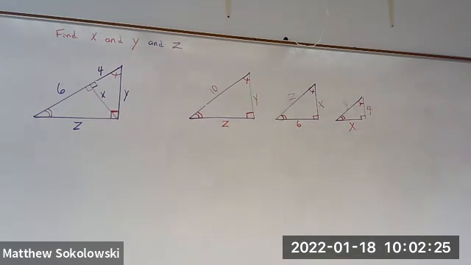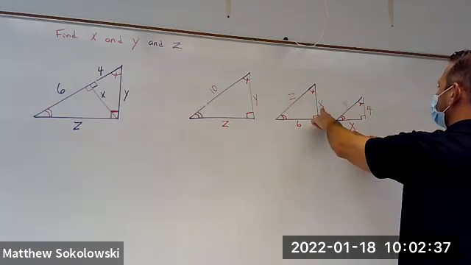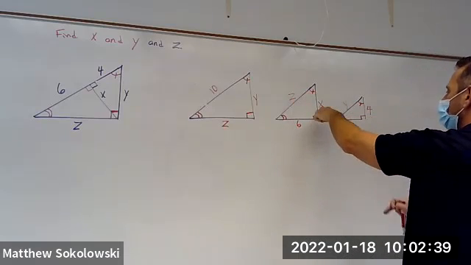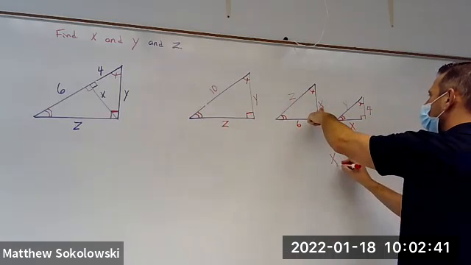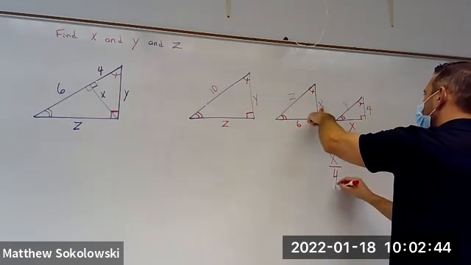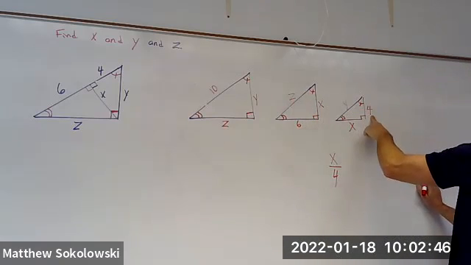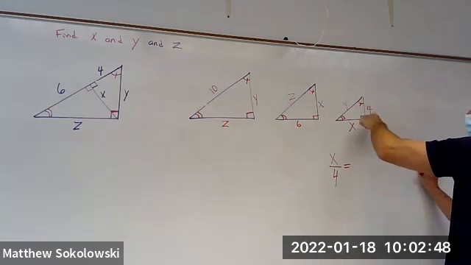Now, before, if we were just finding x, we would find the two triangles that had x, and we would set up a proportion. We can do the same thing here. These are the two triangles that have x as a variable. What does this x go with? 4. So x over 4 equals, now I could do z over y.